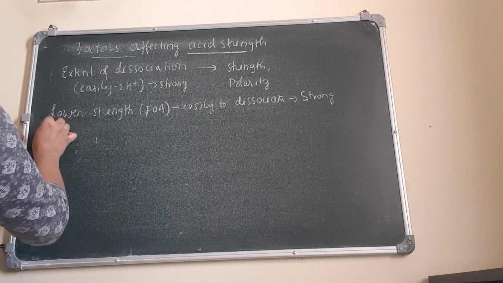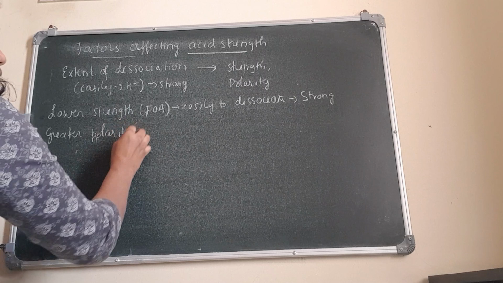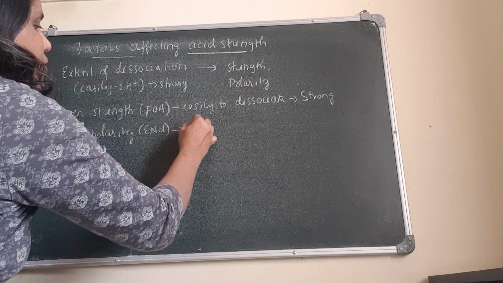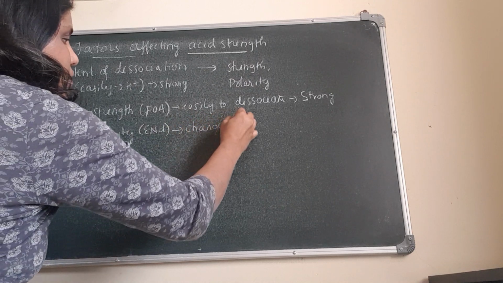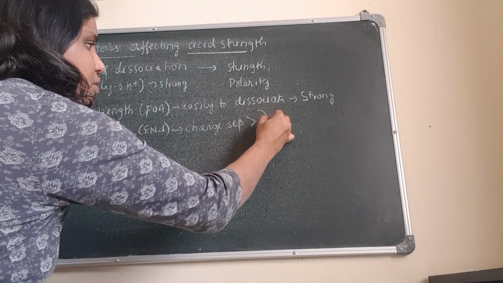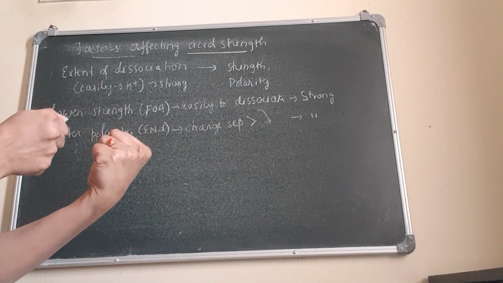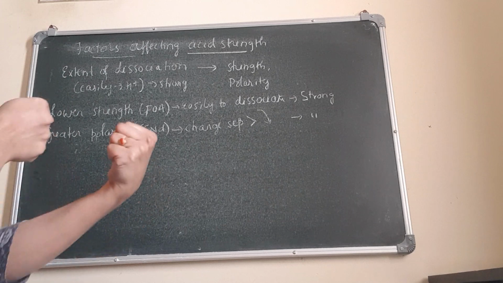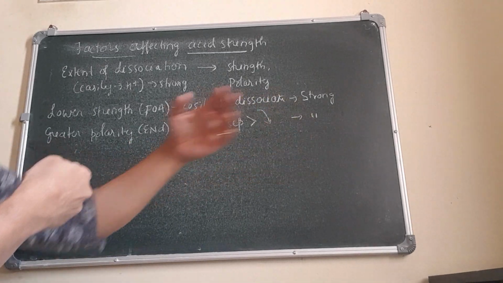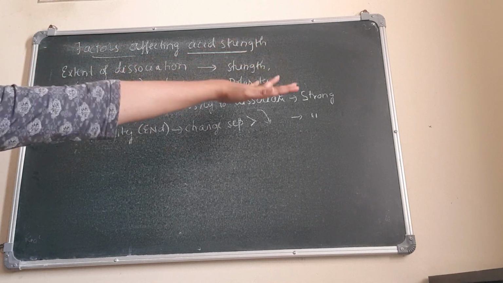In terms of polarity, greater the polarity, and by polarity I mean the electronegativity difference. If there is a greater difference, that means charge separation is greater, then it is easier to dissociate. Again, it is going to be a strong acid. So when can the acid be strong? If the force of attraction is very weak, it is easier to break them because they are not strongly held, they are loosely held. You can break them easily and separate the H plus ions. So the lower the strength, the lesser the force, the easier to break, and stronger is the acid.